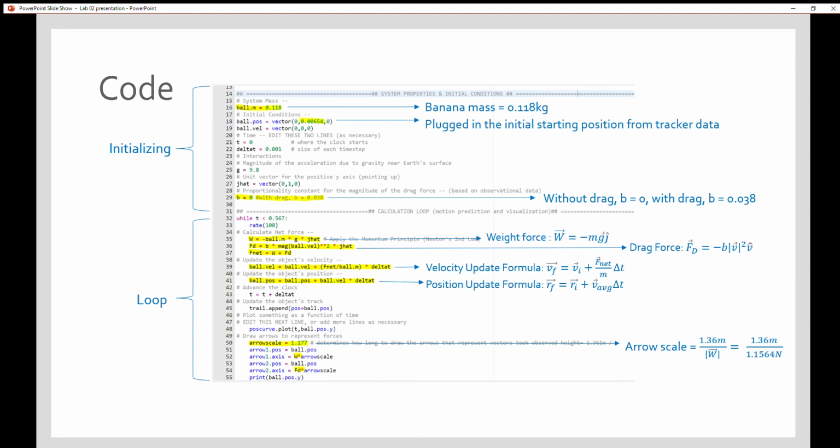Now in the loop, I included formulas for weight force, the drag force, and the net force. Next, I included the velocity and position update formulas from Newton's second law to iterate through to the next position and velocity value. Later in the code, I had to calculate the arrow scale and did so by dividing the distance fallen by the magnitude of the weight force. This value came out to be 1.177.